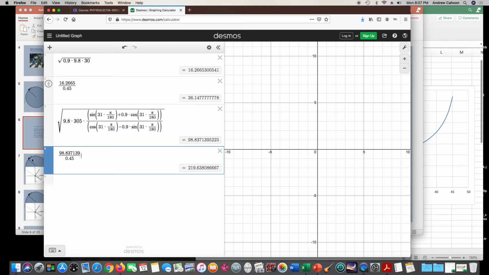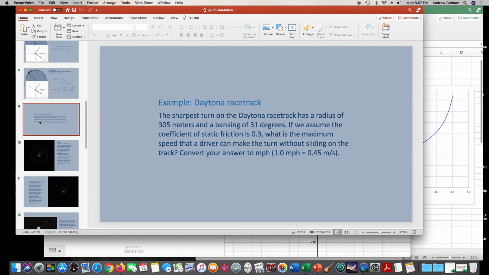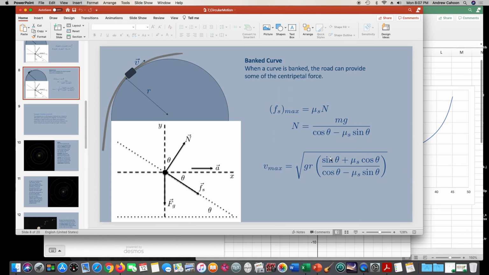Now for the next example, we're on a banked racetrack, and the formula for the speed that you can go on a banked road, a banked curve, is a lot more complicated, and it depends on the angle of the banking. So we're using this formula now for this problem to get the max speed. G and R are as they were before, but now we have to plug in the angle into this formula as well. So we have kind of complicated calculator work to do.